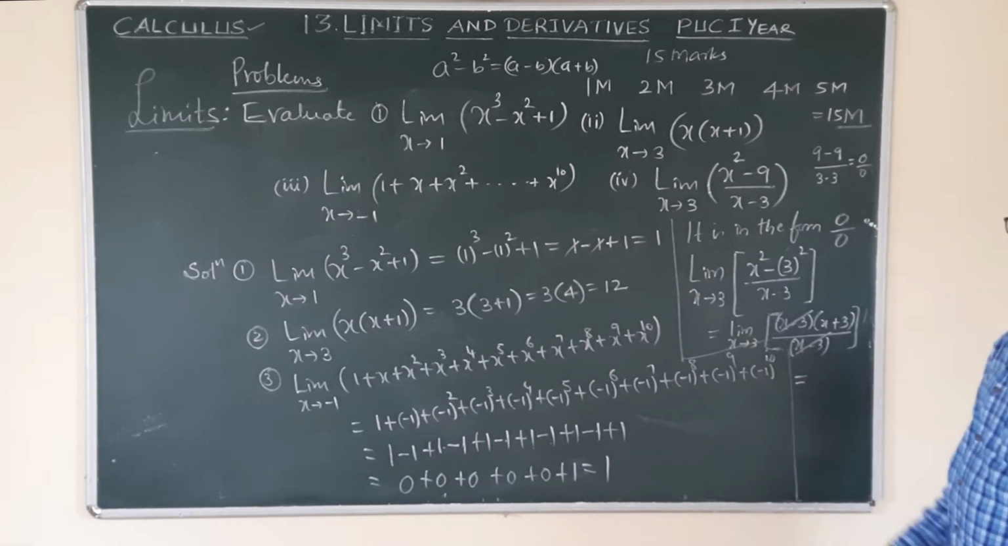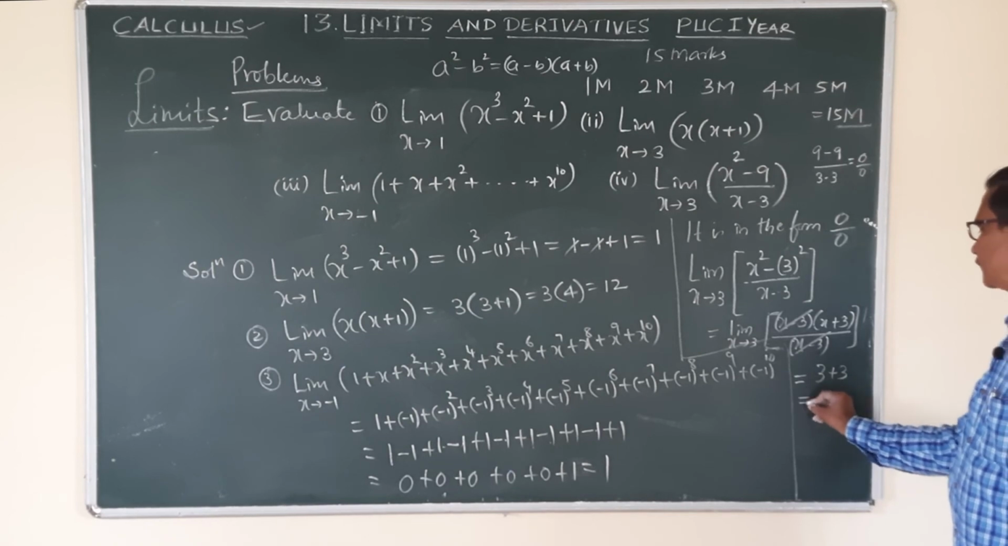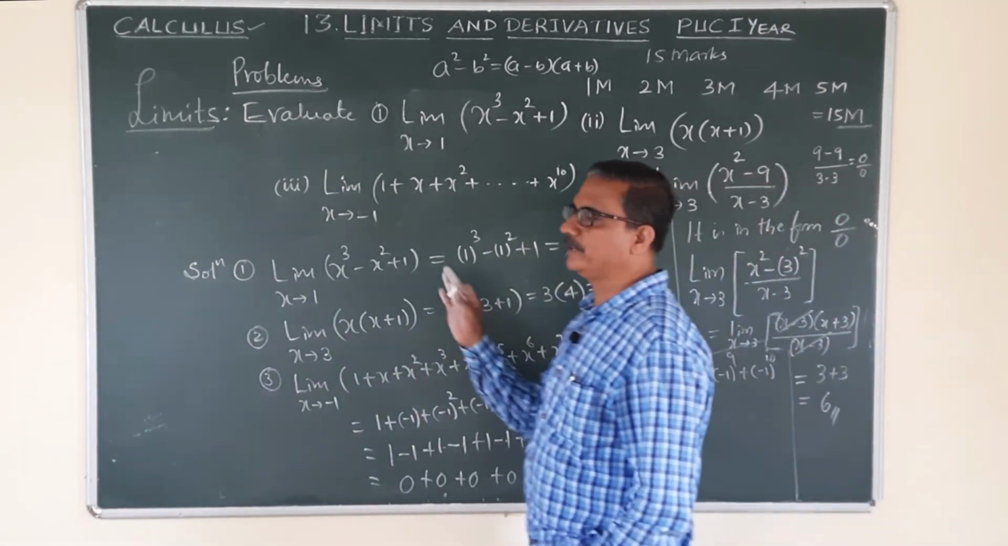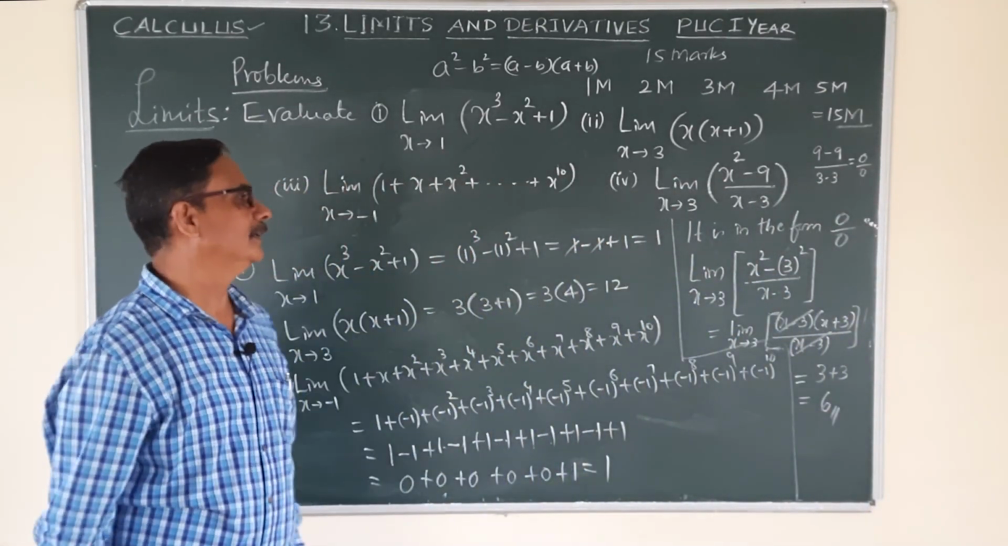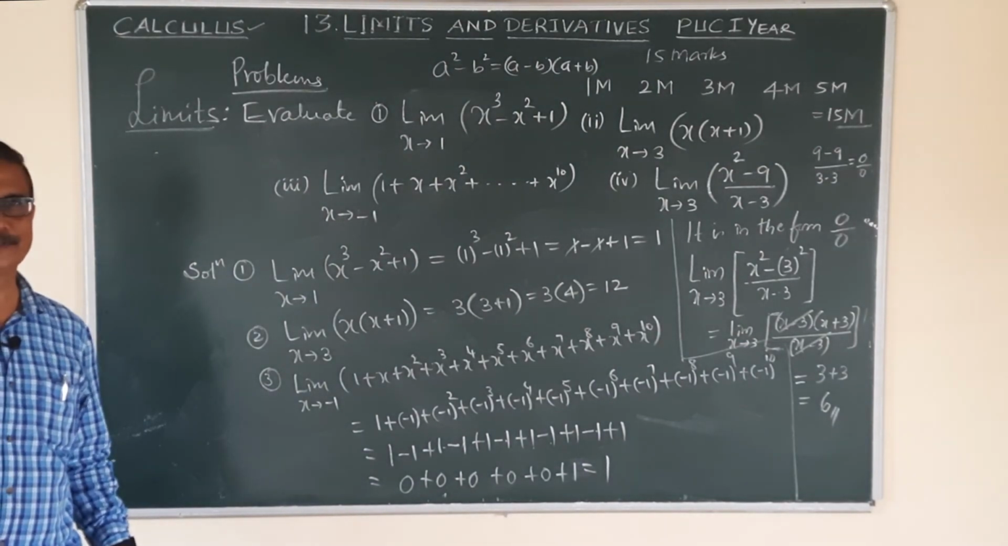Put x equal to 3. X value 3 substitute, 3 plus 3. How much? 3 plus 3 is 6. That is a finite value. So these are the simple problems based on limits. Okay. Now we will discuss some more problems in the next class. Okay, students. Thank you.